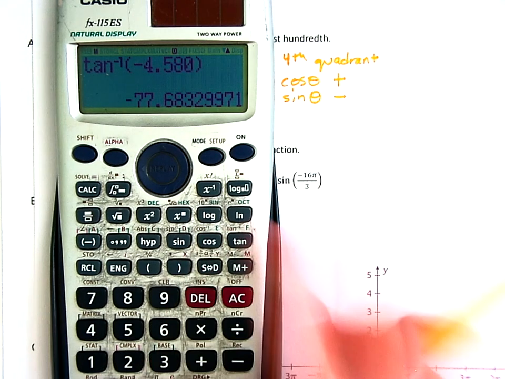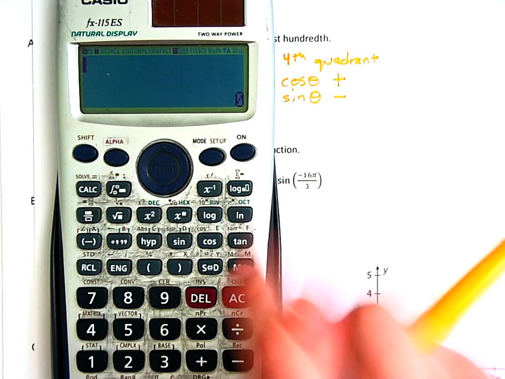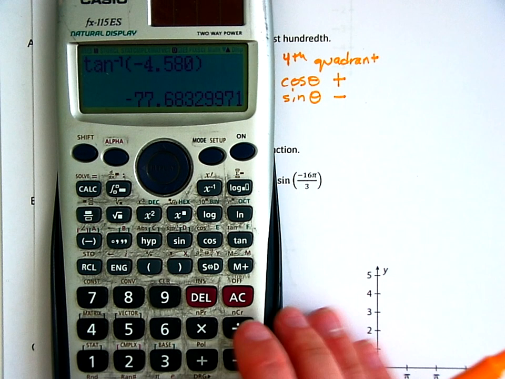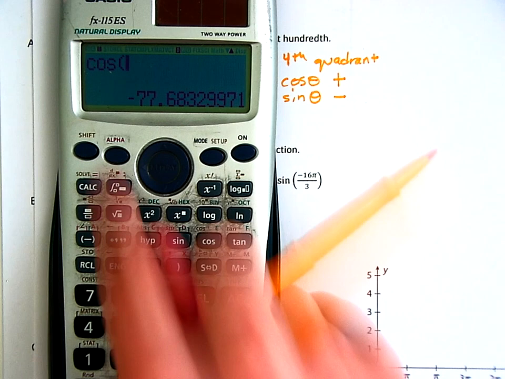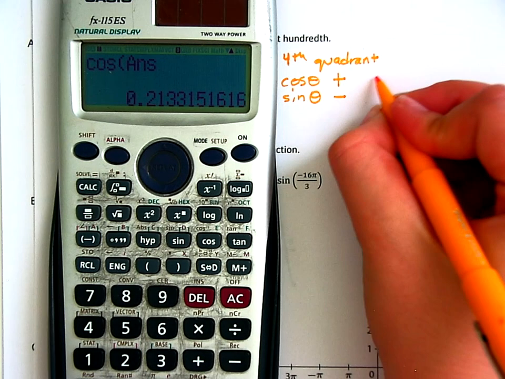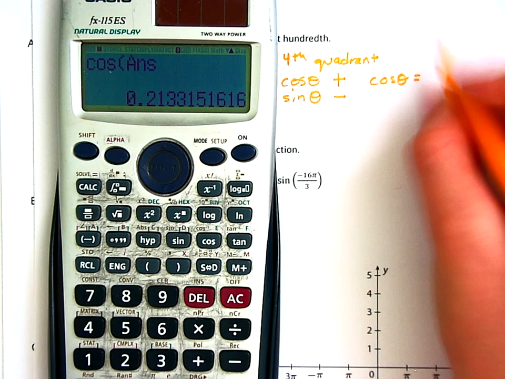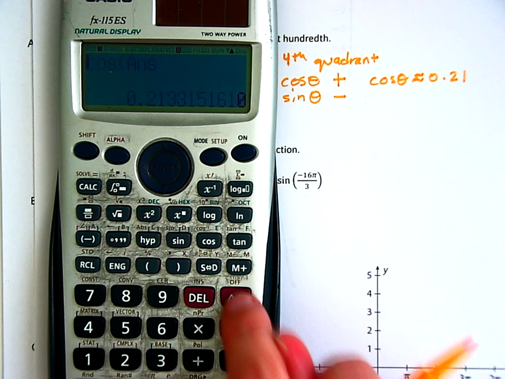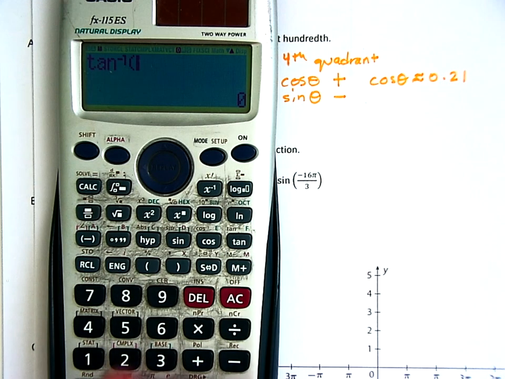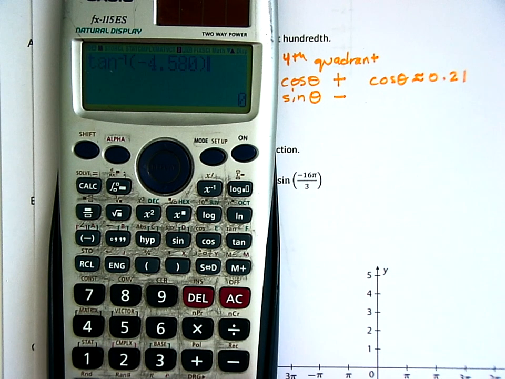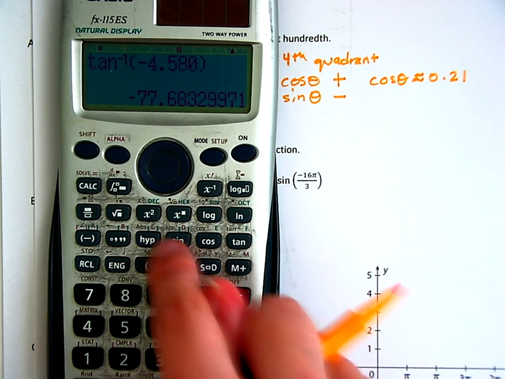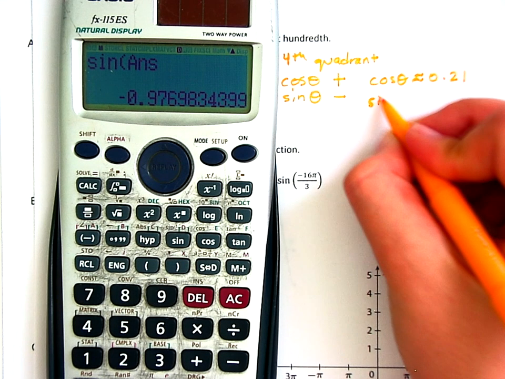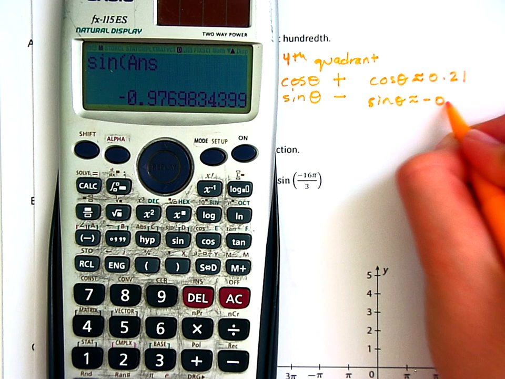All right, so first one we'll do cosine. So, oops, I deleted the number. Negative tangent negative 4.580. Okay, so we're going to find cosine of this angle. So cosine is going to be about 0.21. And then we'll find sine the same way. So again, calculating, getting that angle, and then finding sine now. Sine of that angle. So sine is about negative 0.98.